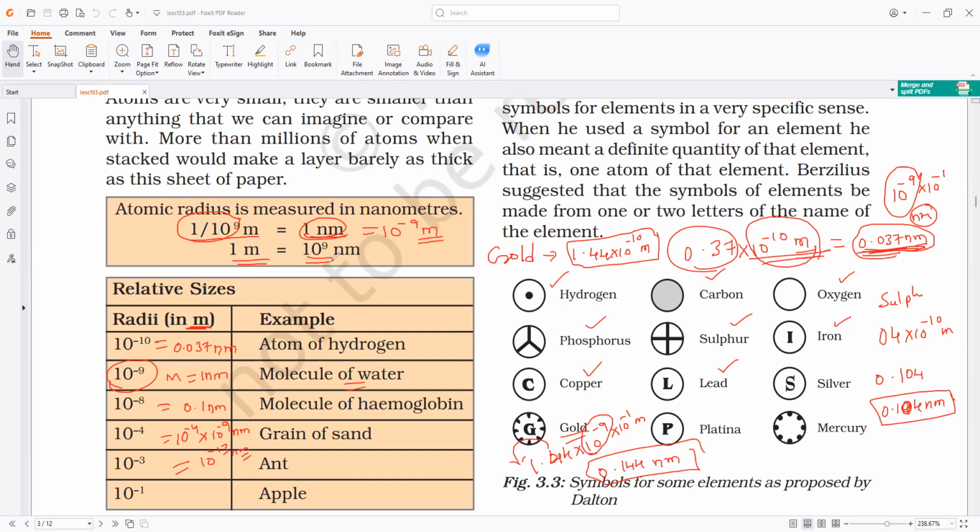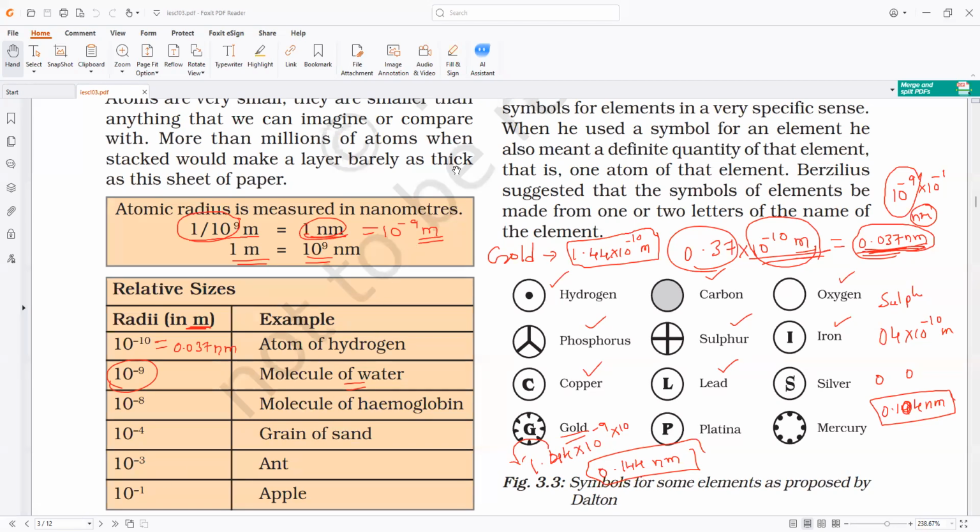Understand? Please respond. We have to be very precise in calculations. After calculating many values and many structures of atoms, we have found that the sizes of things like a grain of sand, an ant, an apple differ. Apple size is 10 power minus 1 meters.